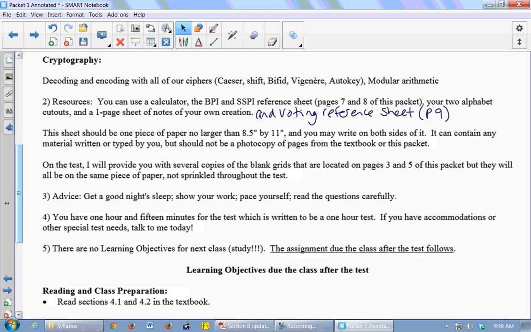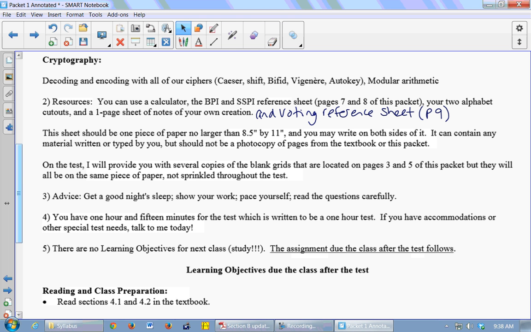On the test, I'll provide you with several copies of the blank grids that are located on pages 3 and 5 that you use for some of the cryptography stuff to help you organize your work. But they'll all be on the same piece of paper, not sprinkled throughout the test. So you'll just get, at the back of the test, a bunch of grids that you can use if you want.